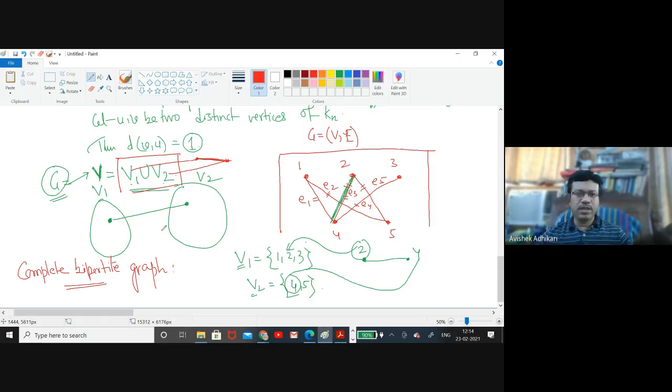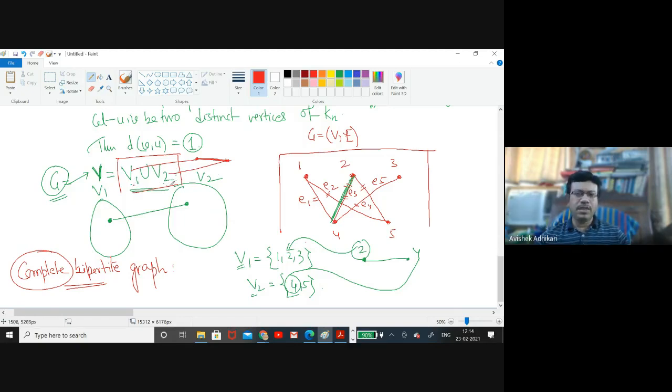So, is the definition clear? Complete bipartite, or shall I repeat once more? Complete bipartite means it has to be bipartite. That means V1 joined with V2 should be V, and take any edge from here: one endpoint should be from V1 and one endpoint should be from V2. Its extra thing is that in the previous definition, if you take any edge, one end should be from V1 and the other end from V2.